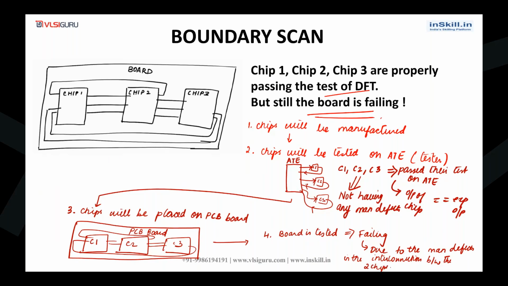Okay, so this is due to the manufacturing defects in the interconnection between the two chips. So we basically go for boundary scan in order to test the interconnection between the two chips.